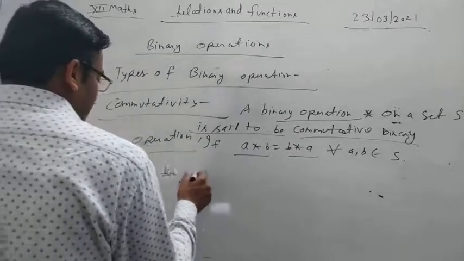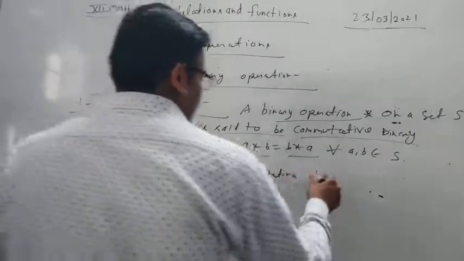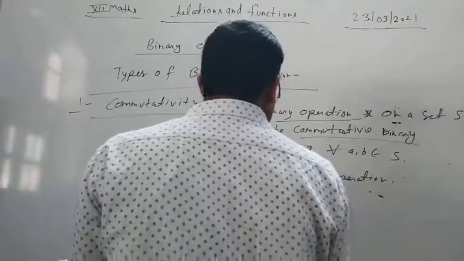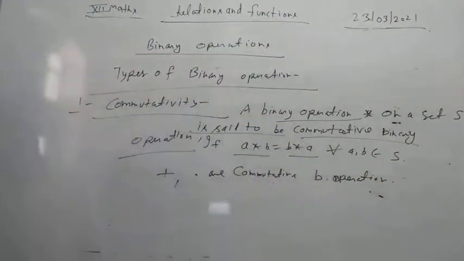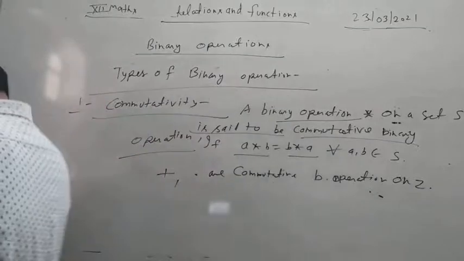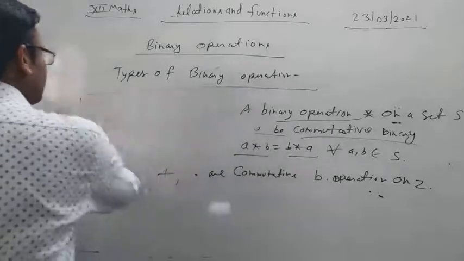Students, plus and multiplication are commutative binary operations on Z. Okay. Now we see next, students, associative. Next is associative binary operation.